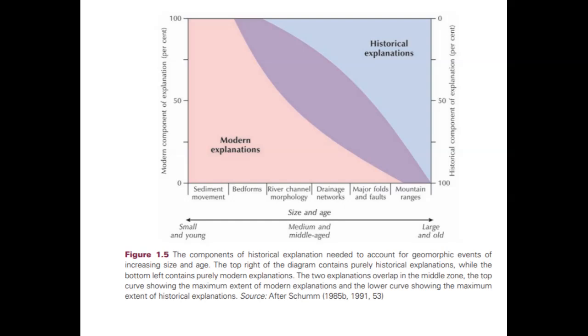Conclusion. Figure 1.5 provides us with a comprehensive view of how we interpret the changes that occur on the Earth's surface. By understanding the relationship between historical and modern explanations, we can appreciate the complexity and beauty of the natural landscapes that surround us. In conclusion, the study of geomorphology is an exciting journey to discover the secrets of our planet. By combining various tools and techniques, we can uncover the natural forces that have shaped our world over millions of years.